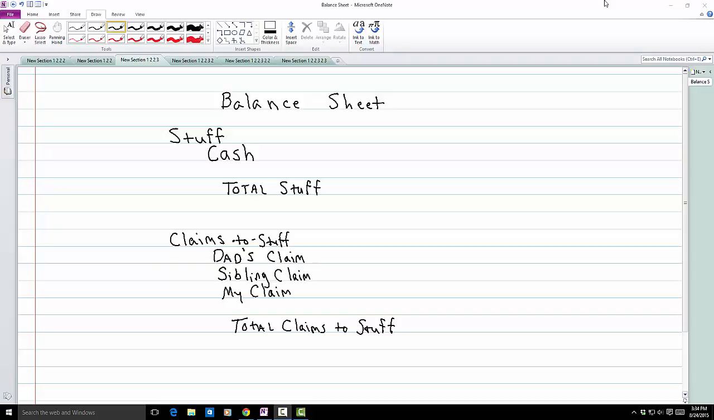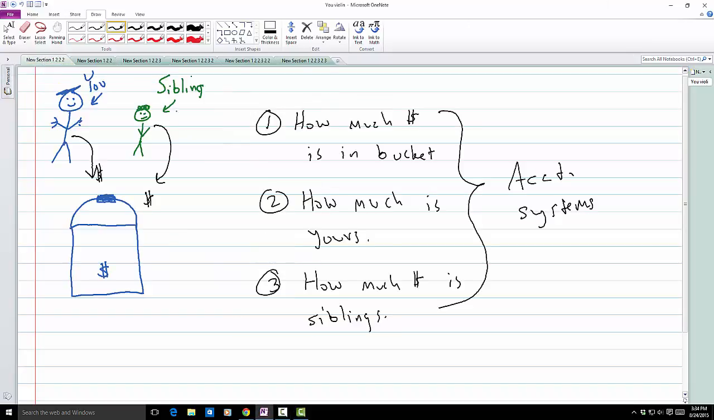Alrighty, to recap where we've been so far, we started out with a hypothetical example: you and your sibling putting a bucket of money by the door and contributing to that bucket so you would have a place to keep your money when you go out on Friday, Saturday night, to be able to take money out of that bucket and go out and have fun. We said there were three main things that you would need to know about that bucket of money: how much money is in the bucket at any time, how much of it belongs to you, and how much of it belongs to your sibling. That is what our accounting system is set up to do.